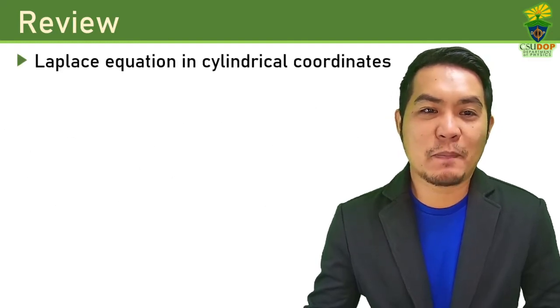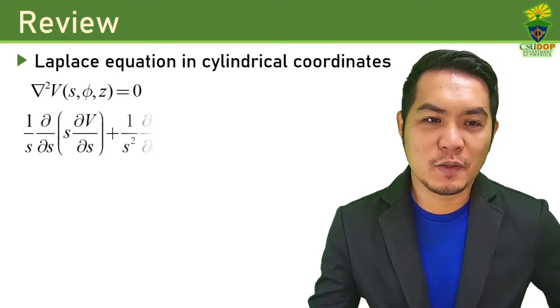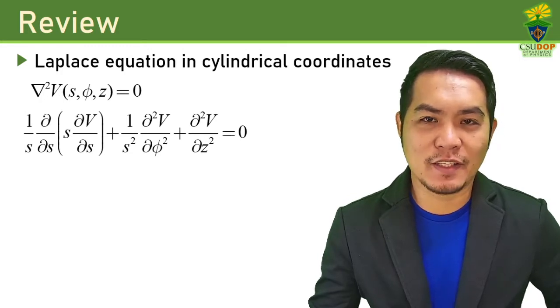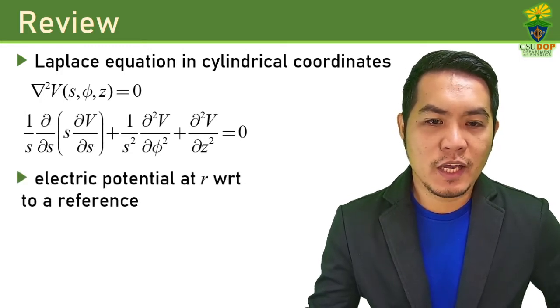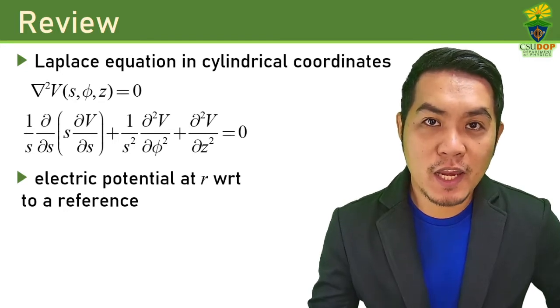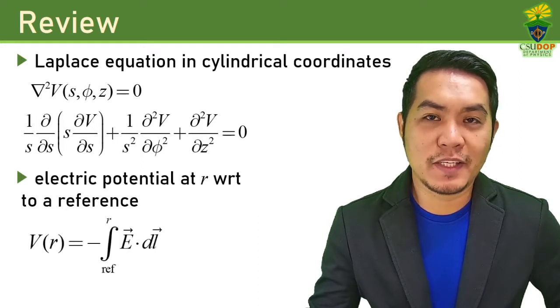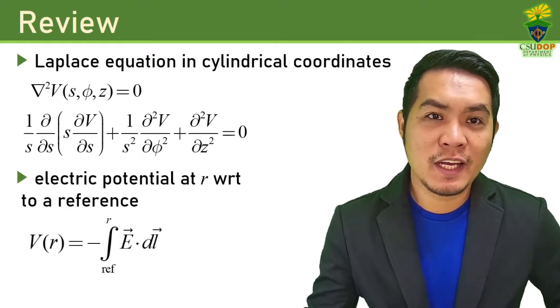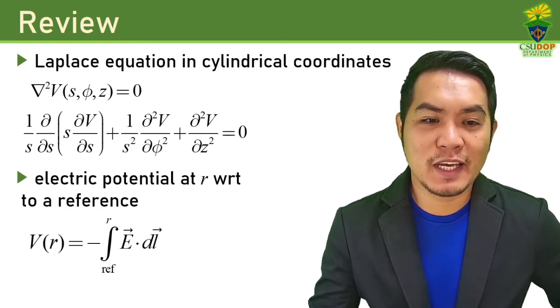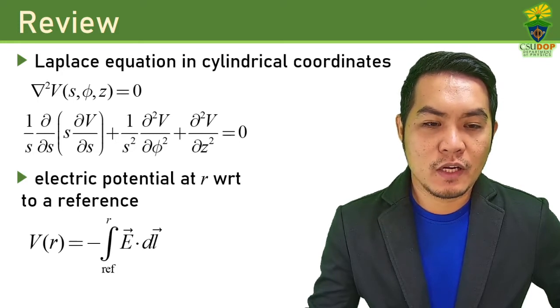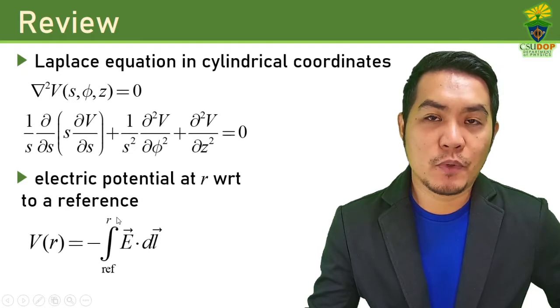We also have encountered the Laplace equation in cylindrical coordinates, where our potential now will be a function of s, phi, and z. And we also have discussed before the electric potential at point r with respect to a reference point. It's basically the negative integral of E dot dl, given the electric field, where dl is the path from the reference point to the point r.